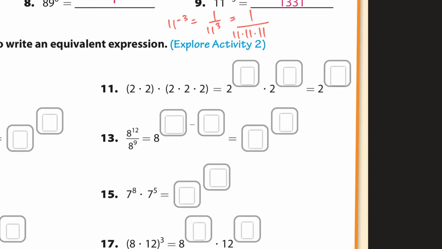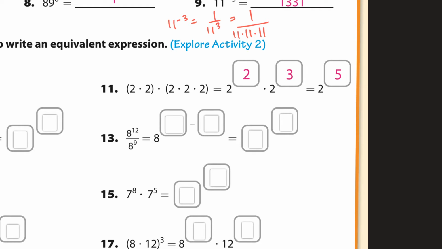And let's see. For this one, I have 1, 2, 3, 4, 5. I have 5 of them. So that's going to be a 5 at the end. And what do they mean? What's going on here? 2 to the second. So that's going to be a 2. And times 2 to the third, 1, 2, 3. So that's going to be a 3. Is 2 to the fifth.